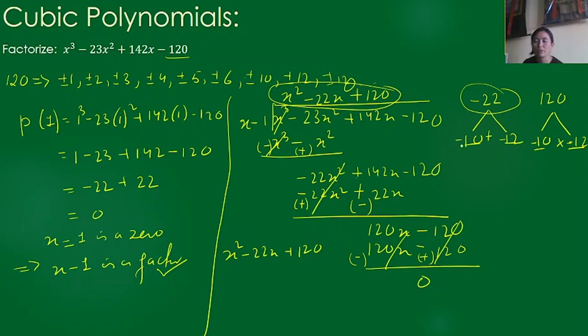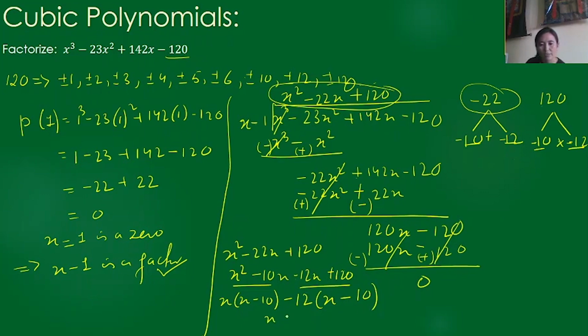Minus 10, minus 12. When you add minus 10 and minus 12, you will get minus 22. And when you multiply minus 10 and minus 12, you will get plus 120. So here I'll write x square, and instead of minus 22x, I can write minus 10x minus 12x plus 120. So we'll make groups and take x common here. You will get x minus 10, and here you will take minus 12 as a common factor. You have x, so minus into minus, you will get positive 10. Again we have x minus 10 and x minus 12.